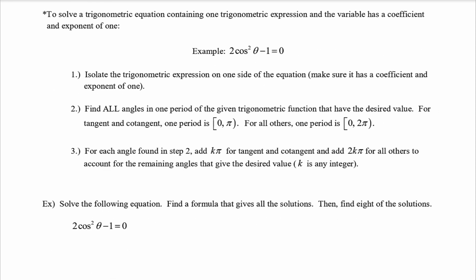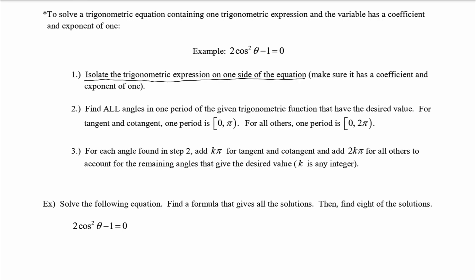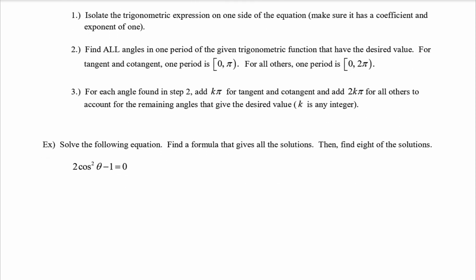So that leads us to a way to solve trig equations. What I need to do is take my equation and try to isolate the trig expression on one side of the equation. That way I know what ratio I'm looking for. Then I need to go find all the angles in one period that have that value. Basically draw the picture and go find all my terminal sides. And then I need to add k pi or 2k pi to get all the other coterminal angles that would also have that ratio. All right, so let's give it a try.